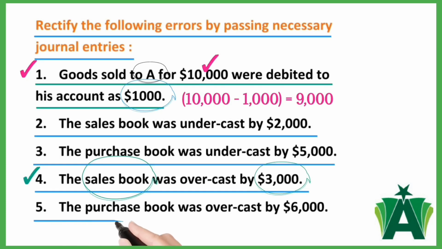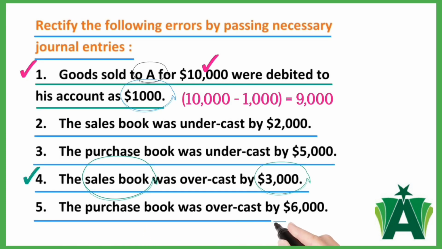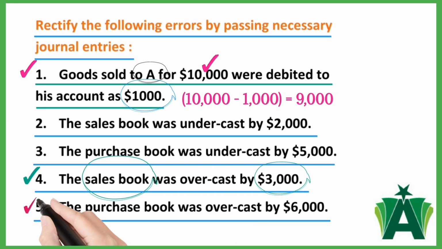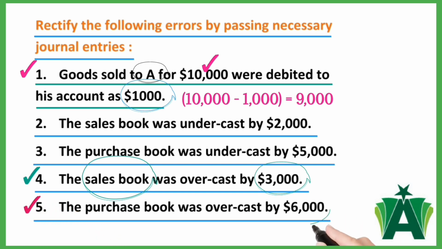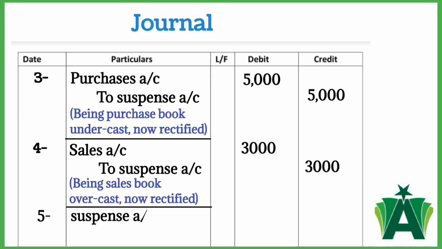The purchase book was overcast by $6,000. In this transaction, the purchase book was overcast by $6,000. The rectifying entry will be suspense account debit with the amount of $6,000 to purchase account credit with the same amount.